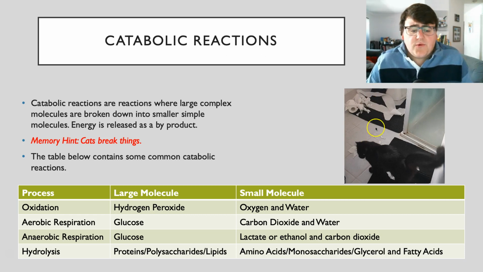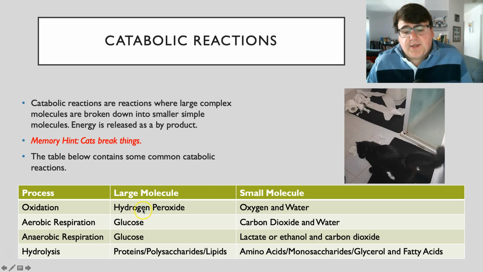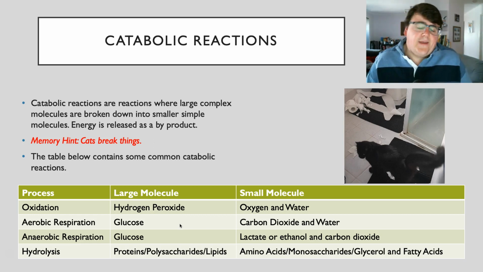Again, I've included a table with some different types of catabolic reactions that occur in our bodies. For example, we have oxidation, which is hydrogen peroxide being broken down into oxygen and water. We have aerobic respiration, breaking down glucose into carbon dioxide and water. We have anaerobic respiration, which breaks down glucose into lactate or ethanol and carbon dioxide. And finally, we have hydrolysis, which is breaking down proteins, polysaccharides or lipids into amino acids, monosaccharides, or glycerol and fatty acids, depending on what you're breaking down.